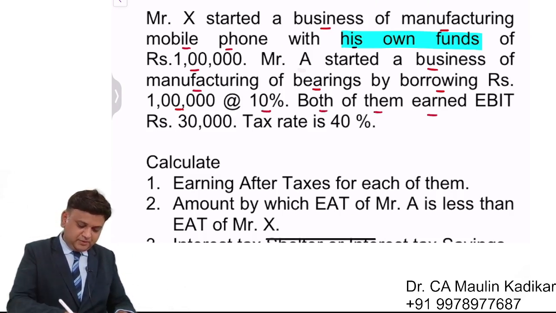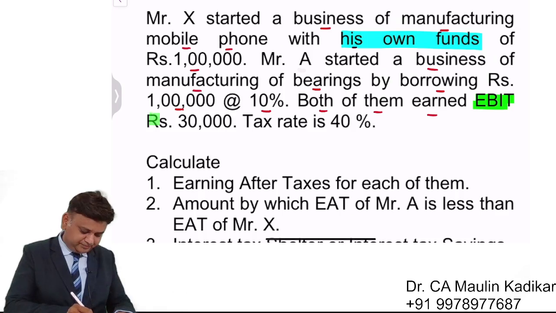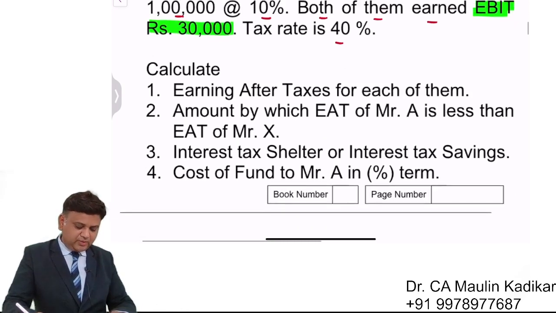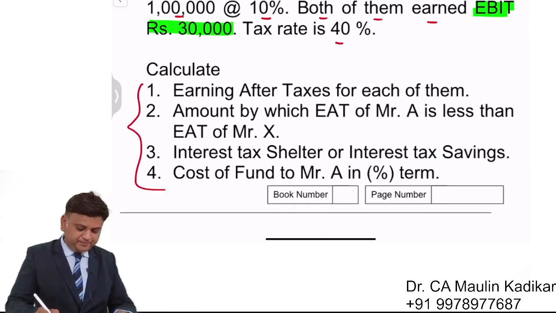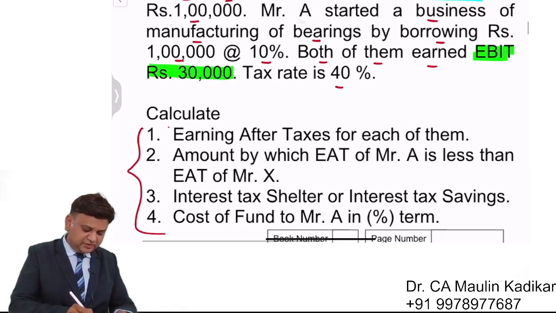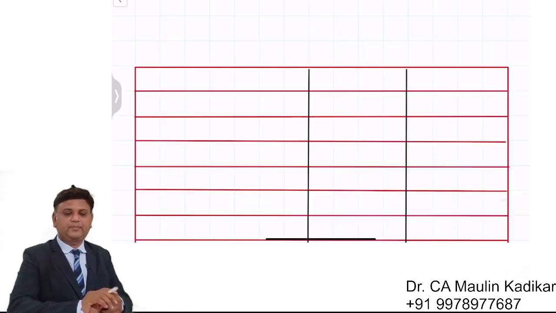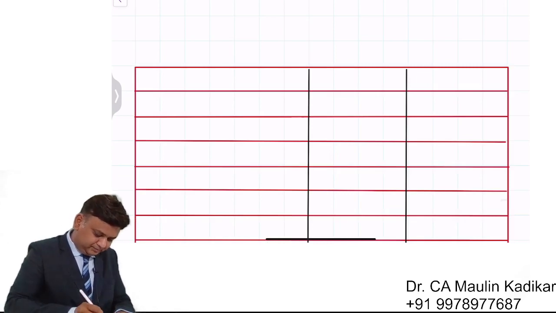Both of them earned operating income, EBIT, of rupees say 30,000. Income tax rate is 40%. You are required to calculate; there are 4 questions which they have provided. I want you to give answer for the first question and second question in the chat box. So I request all of you to write down answer along with me.